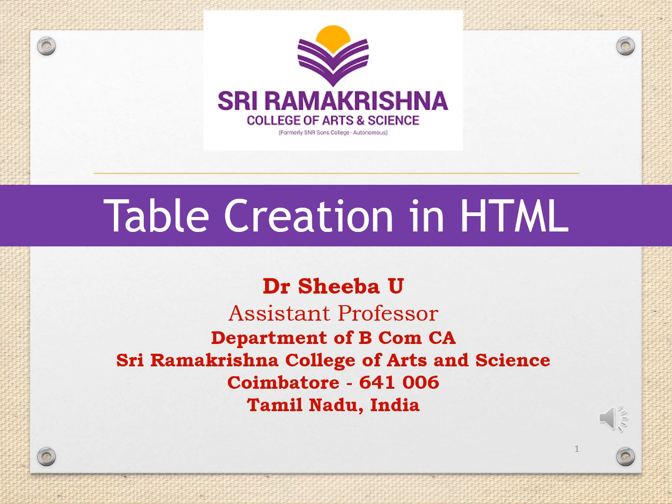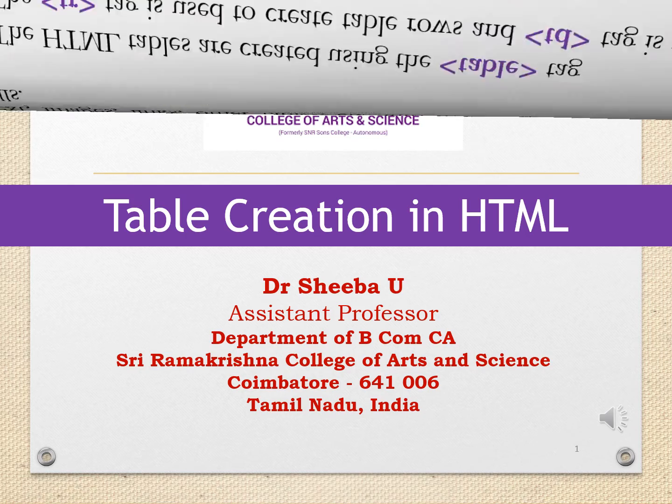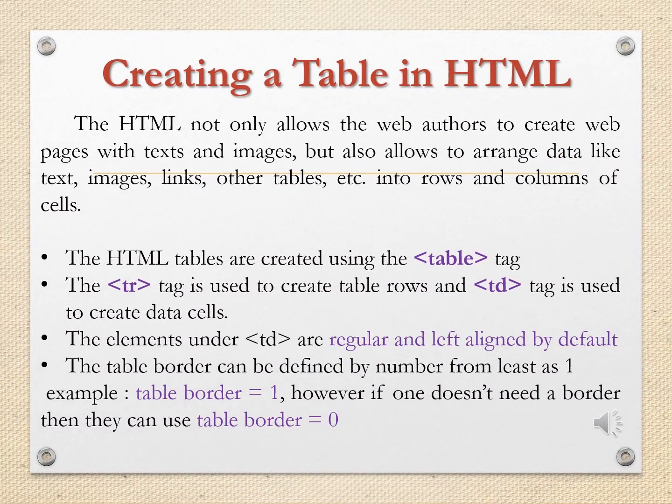Let's see the table creation in HTML in detail. Creating a table in HTML is always an easier way. The HTML not only allows web authors to create pages with text and images and even sometimes graphics, but also arranges the data like text, images, links and other tables into rows and columns of cells, thus making it a table. The HTML tables are created using the table tag.